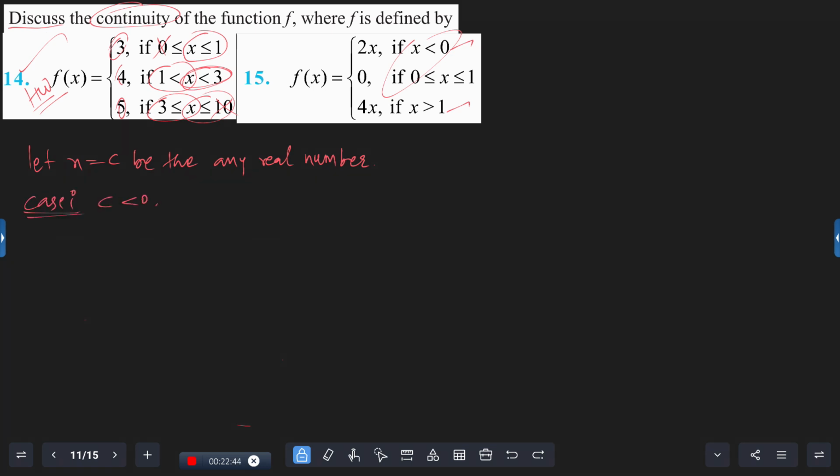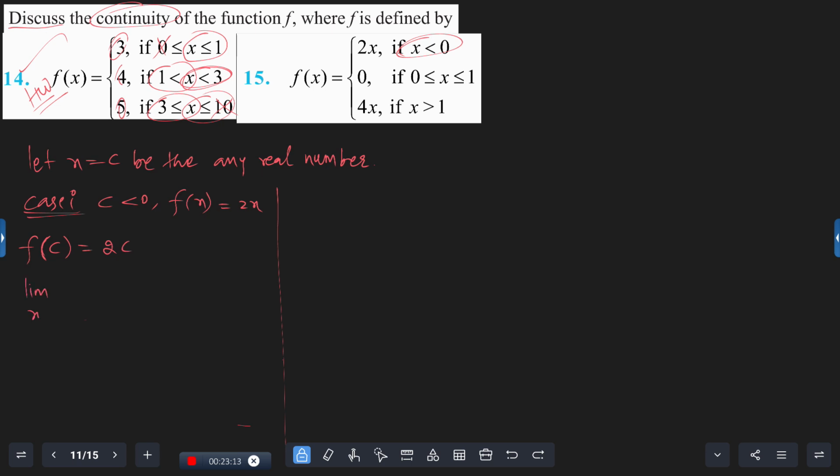Case number 1. What you have to write? c less than 0. Less than 0 now, what is the function? You see the question. What is the function you have to use? 2x you have to use. Now just apply the function value first. f of c. Single function, real number we have to use. So what is that? 2 times c you will be getting.